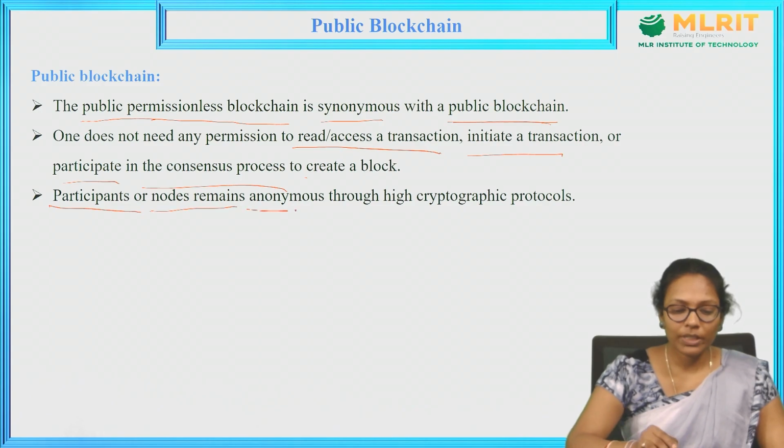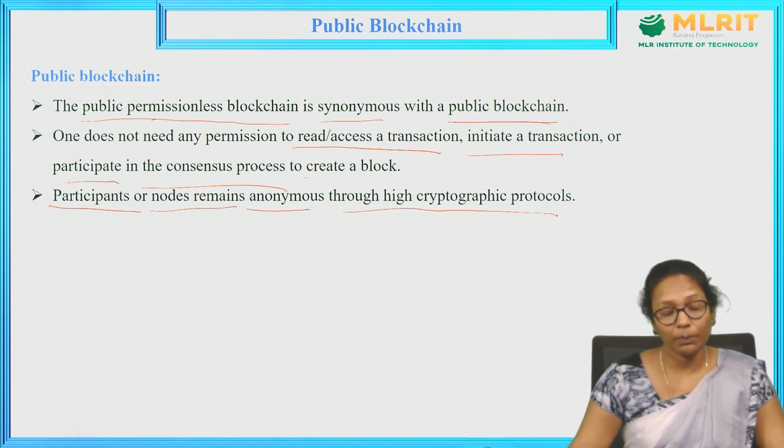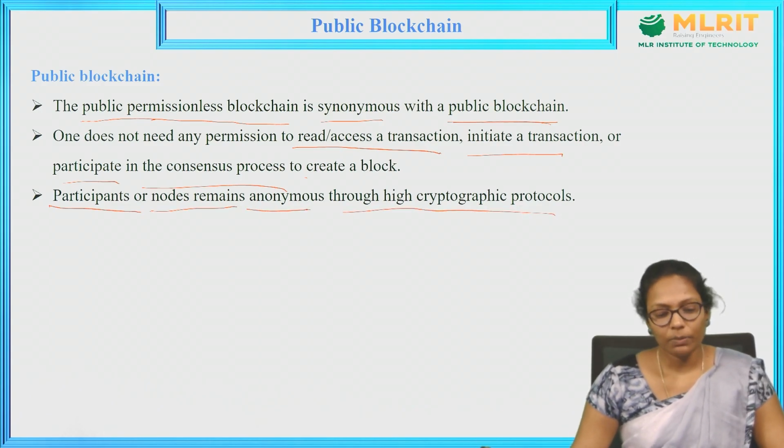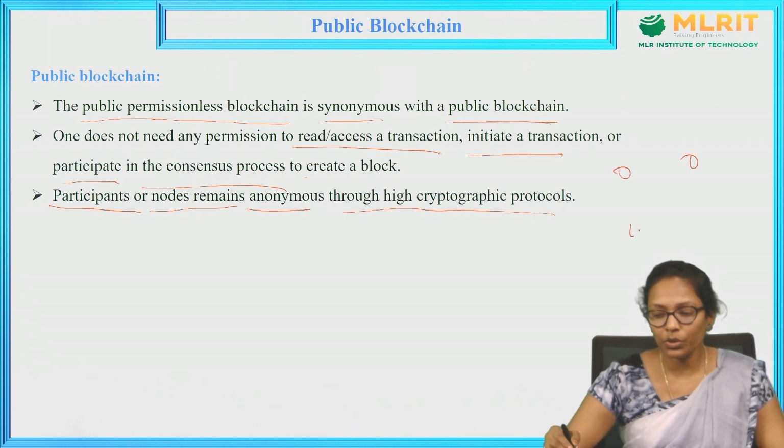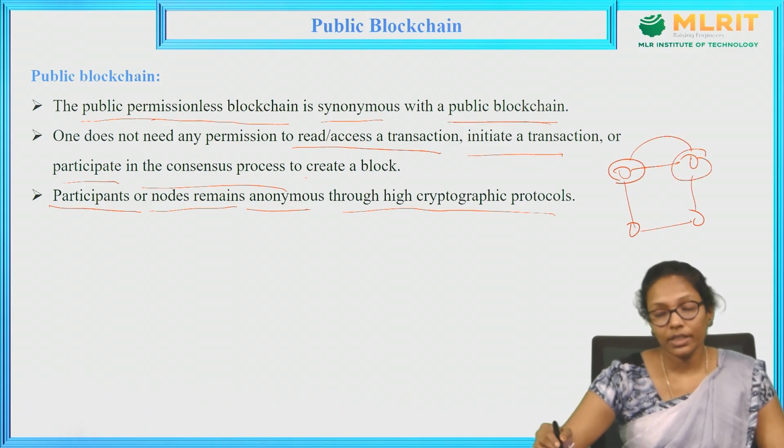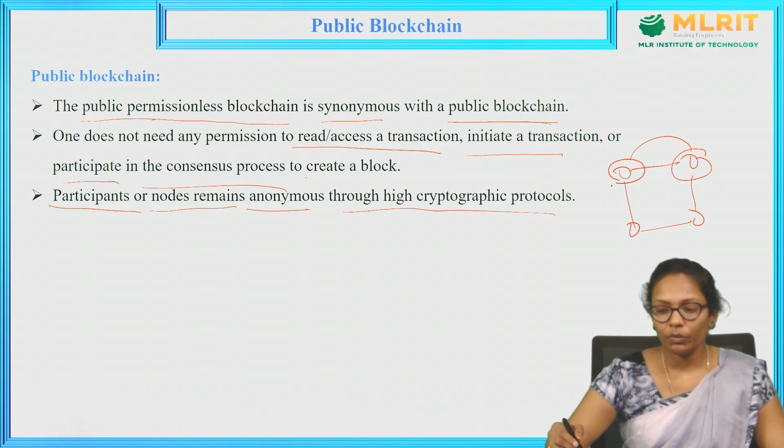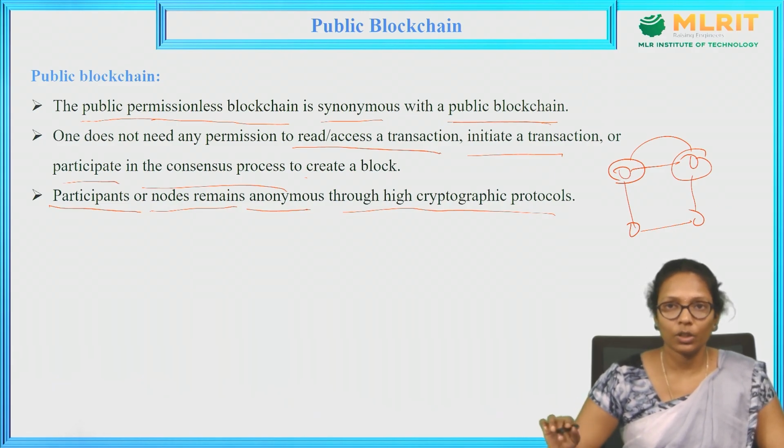Participants and nodes remain anonymous through high cryptographic protocols. For example, if I have 4 nodes in the network, one node doesn't know about the other node, or one person doesn't know about the other person. All the participants are anonymous here, even though it is a public blockchain.